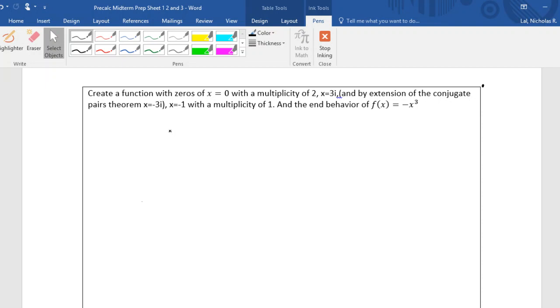Zeros of x equals 0, multiplicity of 2. So for the zero x equals 0, our factor is x squared, given the multiplicity of 2. For the zero x equals 3i, our factor is x minus 3i. For the zero x equals negative 3i, our factor is x plus 3i. For the zero negative 1, our factor is x plus 1.